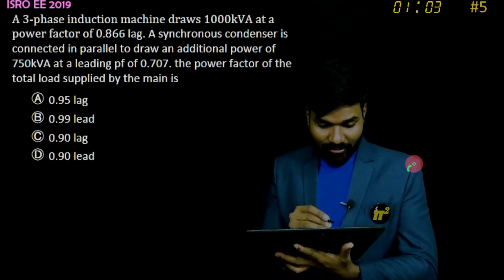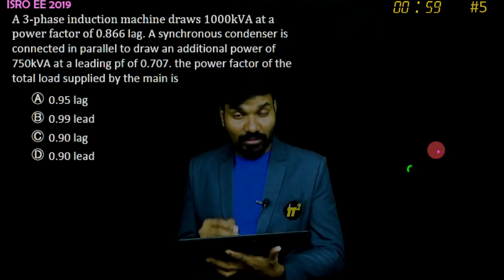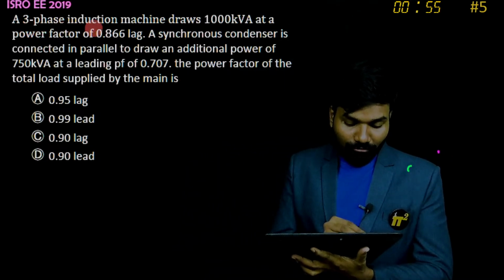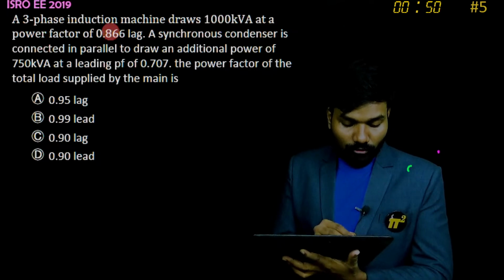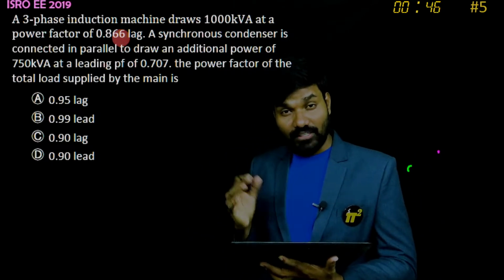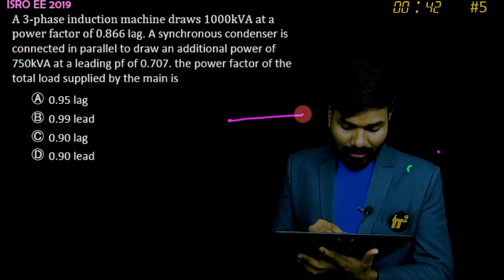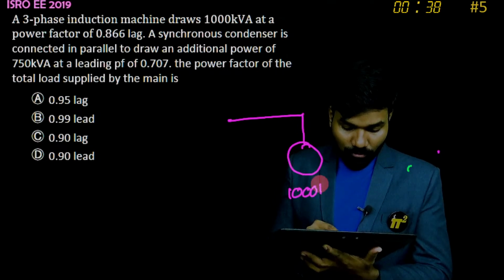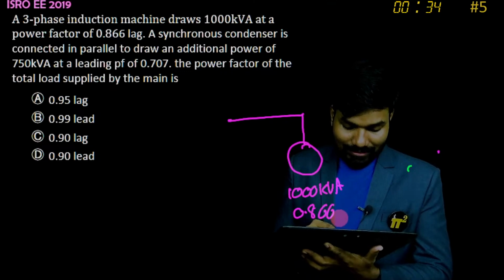Interesting point here, guys. Understand the question here, because this is one of the popular questions again. You should know how to answer this. A three-phase induction machine draws 100 kVA at a power factor of... this is an interesting, analytical question. You can get this in interviews also. The induction machine is drawing 1000 kVA at a power factor of 0.866 lagging.